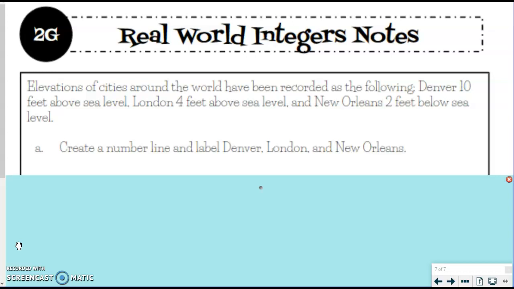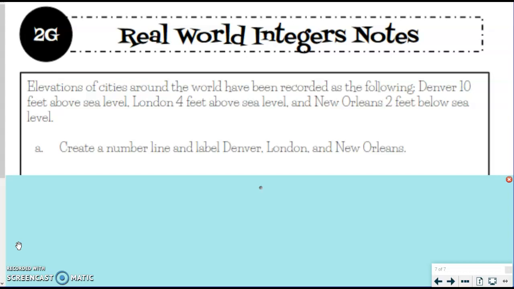So elevation of cities around the world. This is like how high or low are they compared to that sea level, because there are some that are actually below sea level. It doesn't mean that they're underwater. It just means that when you compare to where that level is considered, some can be a little lower than that, okay?